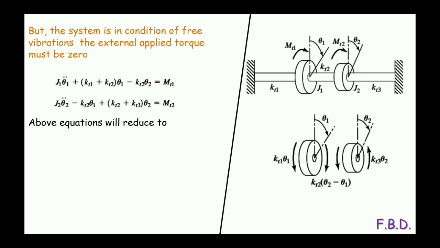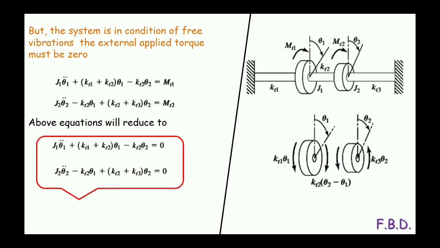So the above equations reduce to J1 theta 1 double dot plus (KT1 plus KT2) theta 1 minus KT2 theta 2 is equal to 0, and the second equation J2 theta 2 double dot minus KT2 theta 1 plus (KT2 plus KT3) theta 2 is equal to 0. These equations can be used to find the natural frequencies of the system. As it is a 2 degrees of freedom system, if we solve these two equations simultaneously, we will get two natural frequencies for this particular system. So thank you.